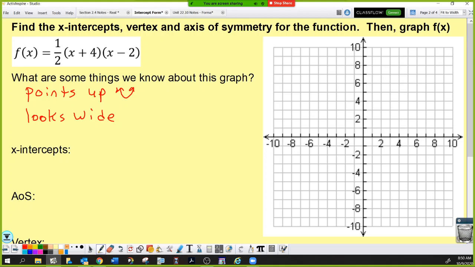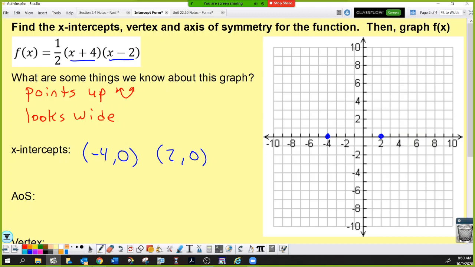What are the x-intercepts? The x-intercepts are the two values, the two numbers for x that make the insides equal 0. So what would make this equal 0? -4. So this is going to happen at -4, 0, because remember, when you're on the x-axis, which is what intercept means, y is 0. And what would make this equal 0? +2. So we can go ahead and put those two values on our graph. -4, +2. That is where our graph crosses the x-axis.